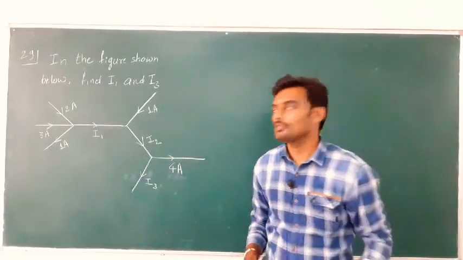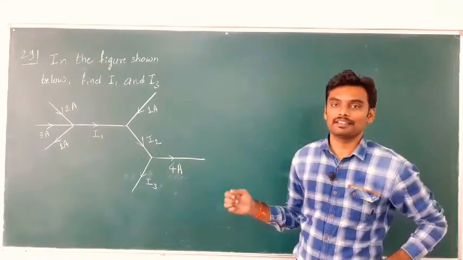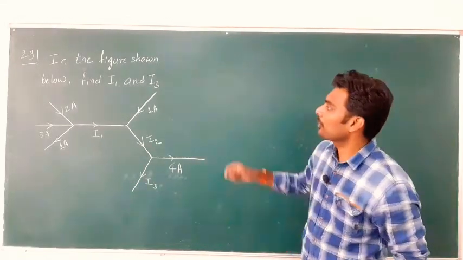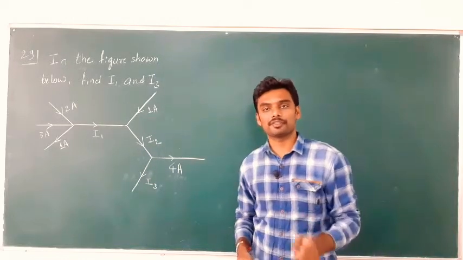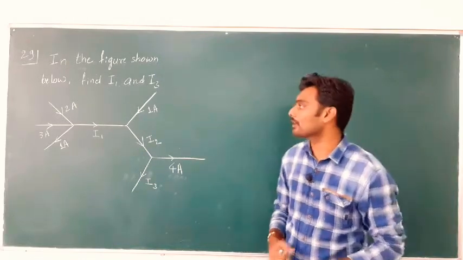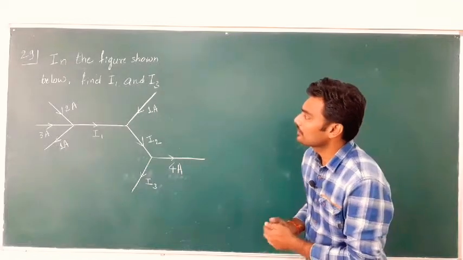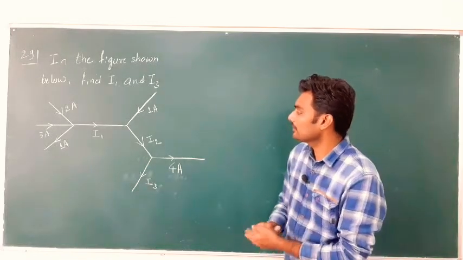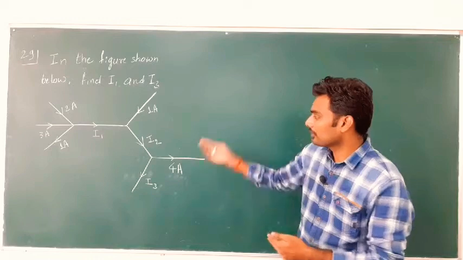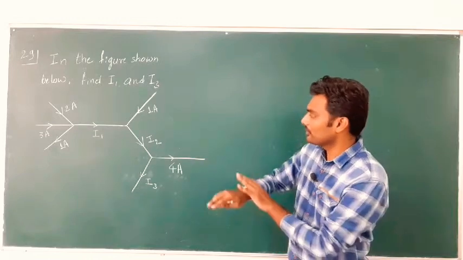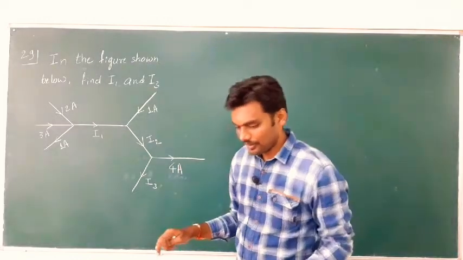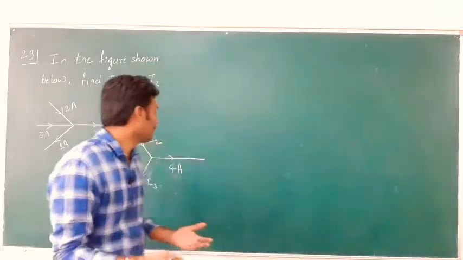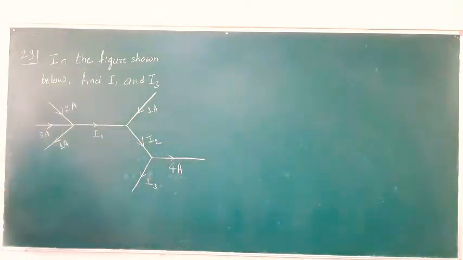So the next question, 29th, is an easy question, which is dependent on Kirchhoff's first law, the current law, KCL. In the figure shown below, find I1 and I3. So this is the circuit that we have here, which looks pretty much like a complex circuit. But Kirchhoff's current law is the law which will help us in solving for I1 and I3.